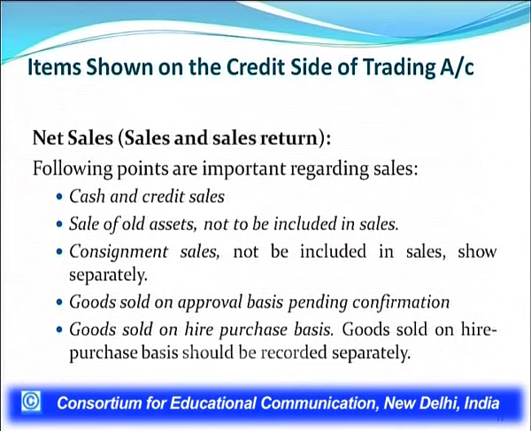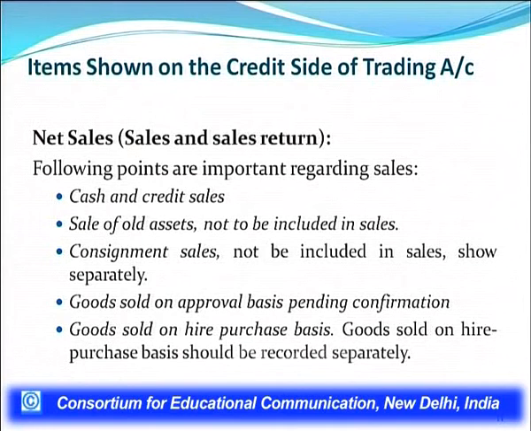Now, the items which are shown on the credit side of trading account. First item is net sales, that is sales less sales return. In this item, following points are important. One is cash and credit sale. It does not matter whether the goods has been sold on cash basis or credit basis, both are the sales and it will be shown on the credit side of trading account.